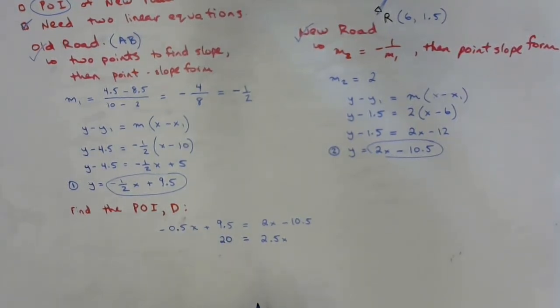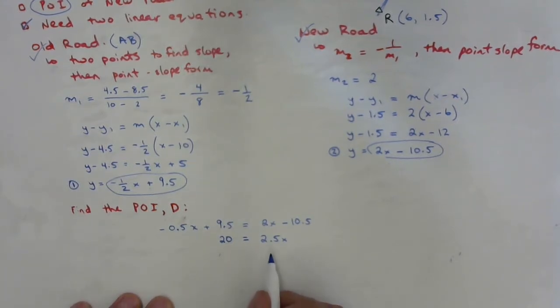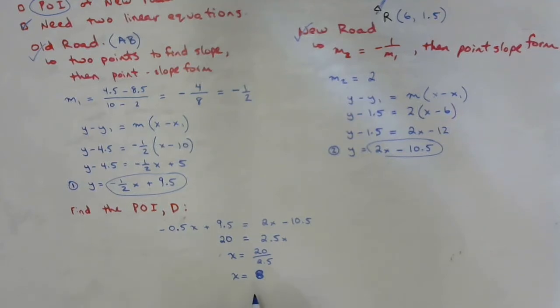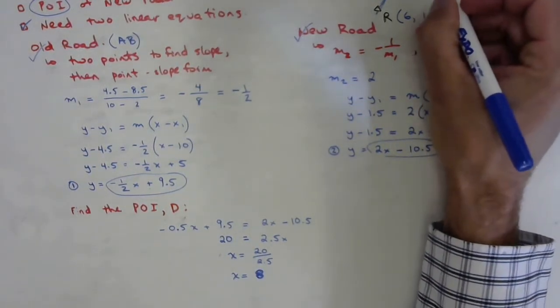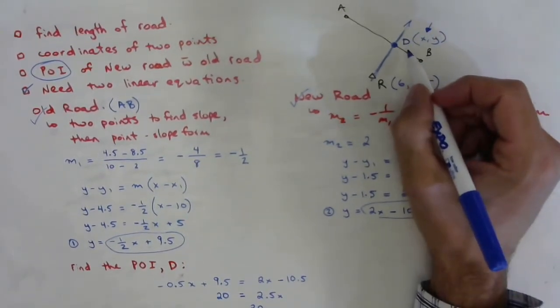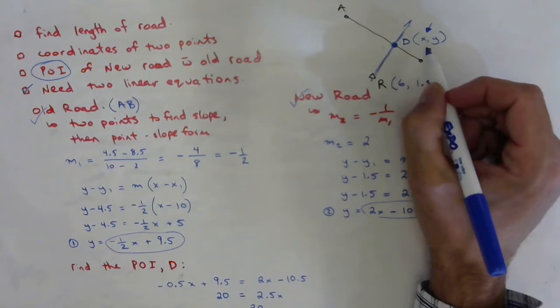All right. Now in order to solve for x, I need to divide both sides by 2.5. You could do that in your calculator. I'm just going to rewrite it like this. I've got 20 divided by 2.5. And in my calculator, it's going to tell me that is 8 or 8.0, whatever you want to write. You can also do 2.5 times 8. So that tells me that the x-coordinate of D, the intersection, is going to be 8.